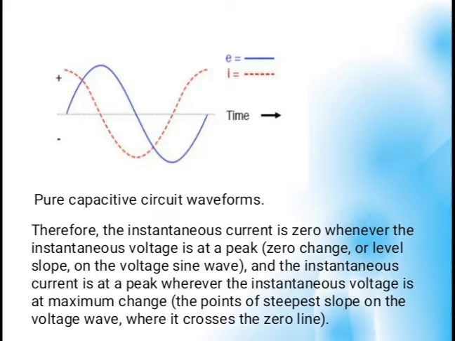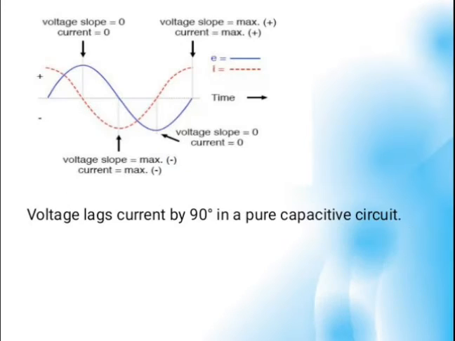Zero change, or level slope, on the voltage sine wave. And the instantaneous current is at a peak whenever the instantaneous voltage is at maximum change, the points of steepest slope on the voltage wave where it crosses the zero line. This results in a voltage wave that is negative 90 degrees out of phase with the current wave. So looking at the graph, the current wave seems to have a head start on the voltage wave. The current leads the voltage, and the voltage lags behind the current.